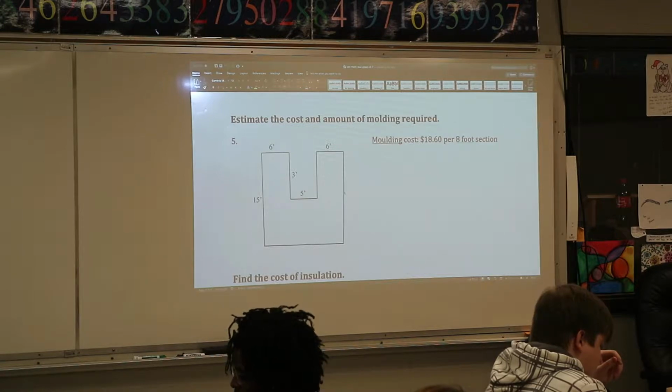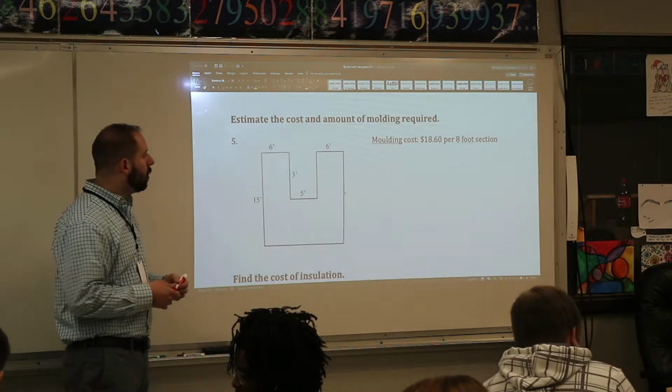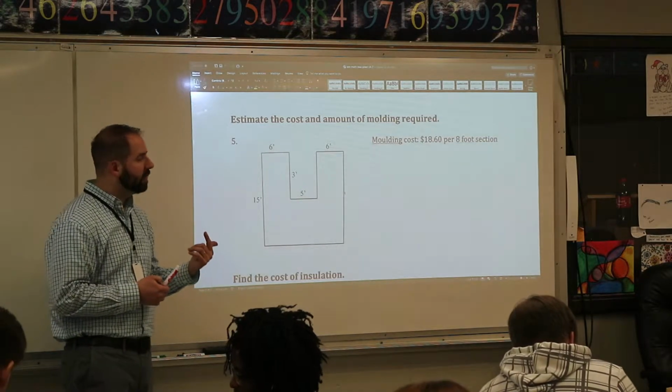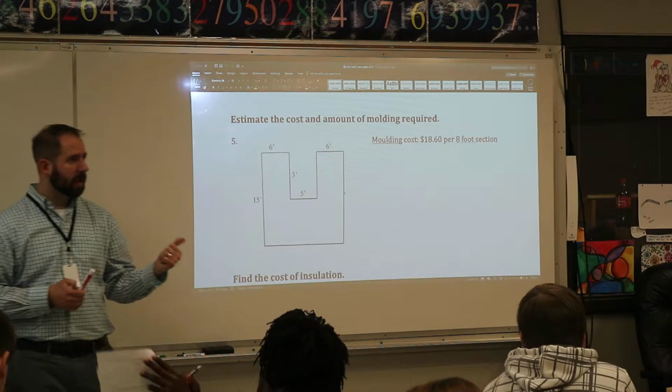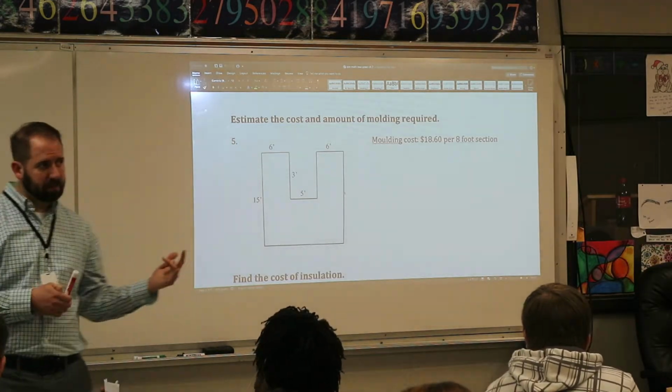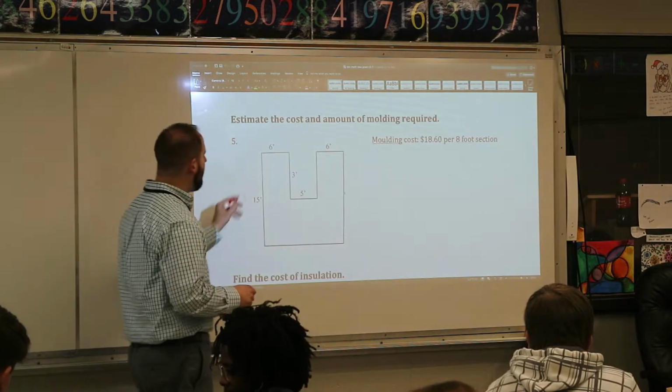So, what we have to do first. On this one, we have to estimate the amount of molding. Molding is the perimeter around this particular room. Expect a problem where there's a picture with numbers on it. I think it was in the homework, very similar to this. We have to go around and add the distances.